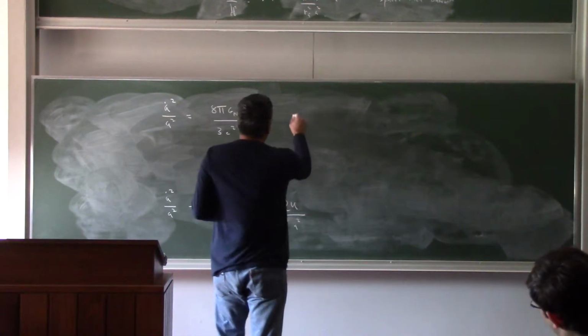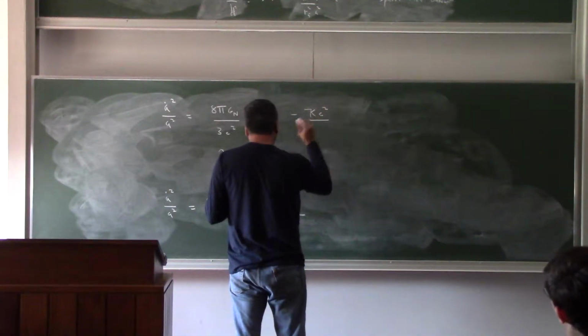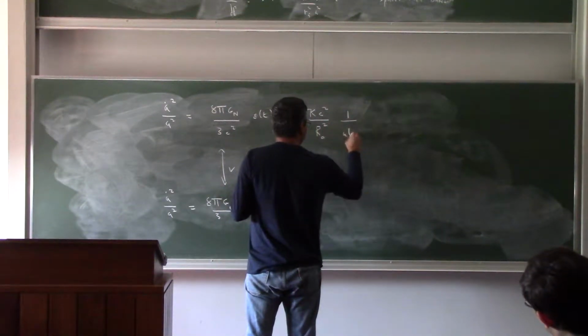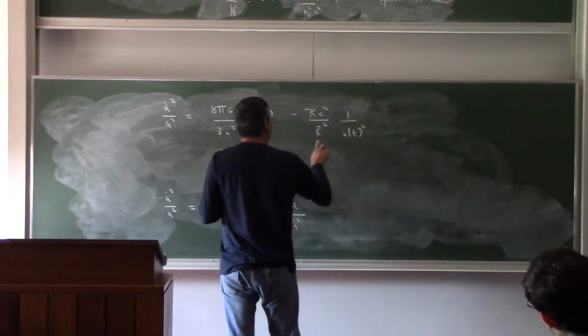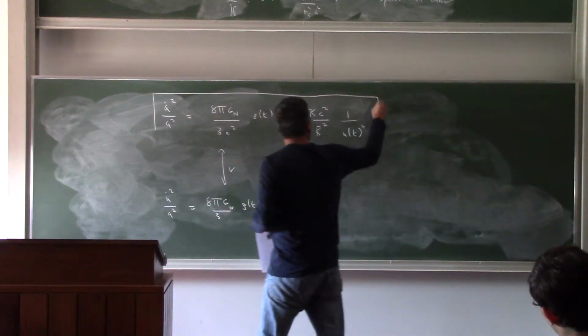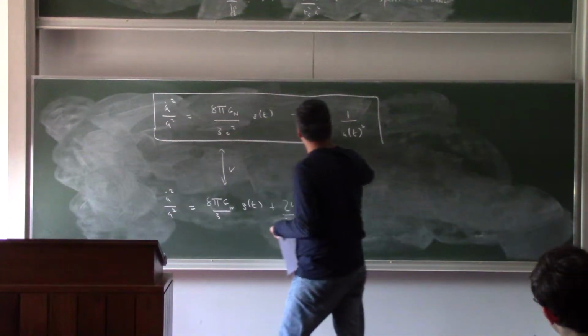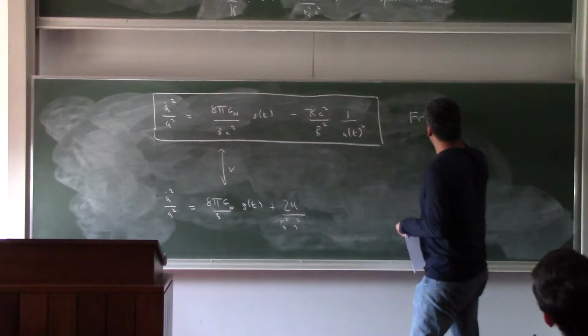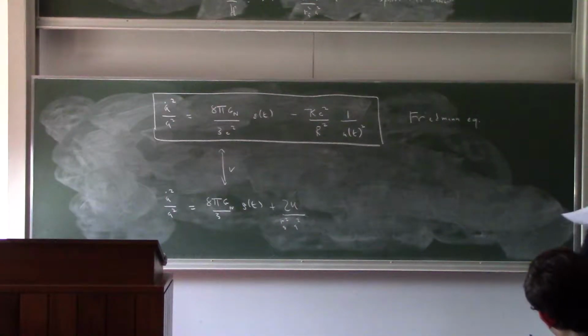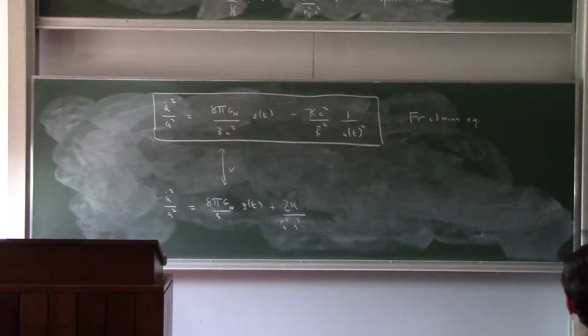And the other term is going to be minus kappa c squared over R0 squared, times 1 over a of t squared. It's called R squared, so let's stick to that. So this equation is a pretty good equation. Sorry, what was the epsilon? Oh, that was the energy density, sorry.